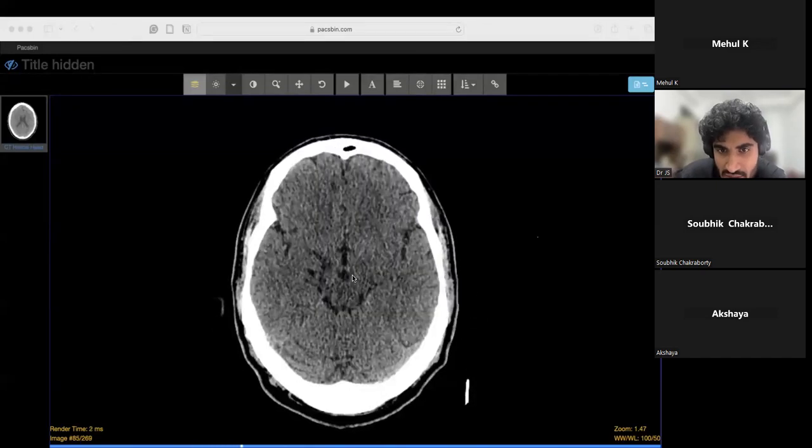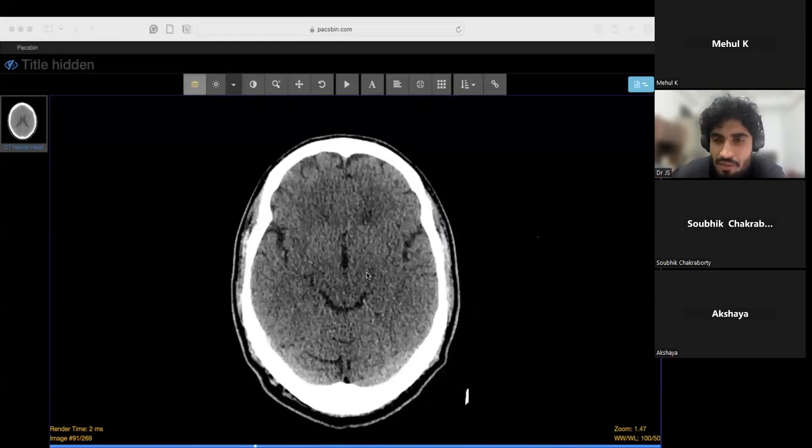So normal CSF, what is the function of CSF? It is produced by the choroid plexus in the ventricles. It will flow through the lateral ventricles, then the third, then the fourth, then go through the foramina and flow into the subarachnoid spaces. So these are all the subarachnoid spaces. This black color is suggestive of CSF.